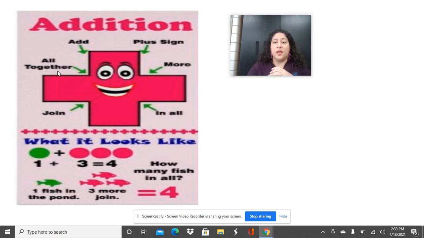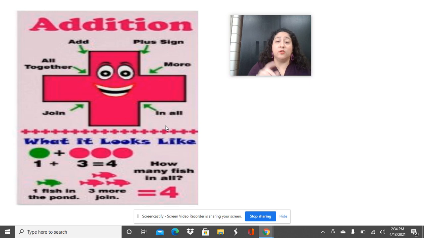If you hear, I have 1 dog and then I got 2 more, how many do I have all together? That's telling you that you need to count all of your fingers to figure out how many you have. Or the word join. If we say there's 2 butterflies and then 2 more join them, how many butterflies are there? Join means that you're going to add all of them together to find out. So you have 2 here and 2 here. That's going to be 1, 2, 3, 4. 4 butterflies, right?